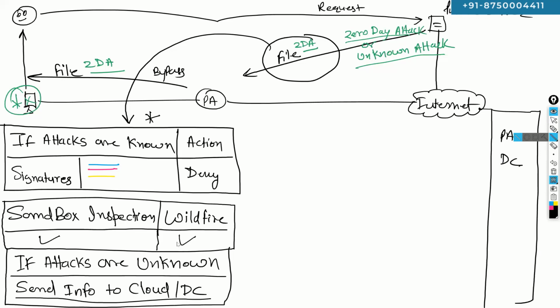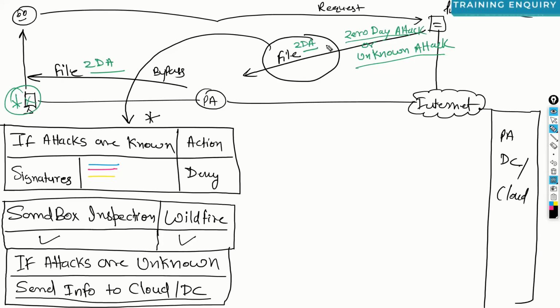Okay, for your information, I have only written here that if attacks are unknown, send information to cloud. Only this I have mentioned, nothing more. And on the right-hand side, I have mentioned this is the Palo Alto data center, or we can say cloud. Now, let's repeat it again.